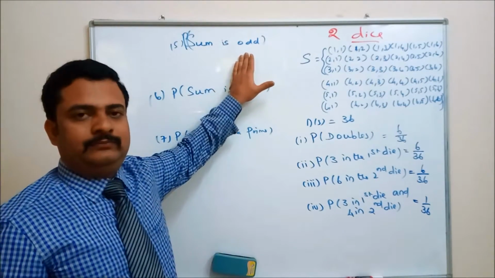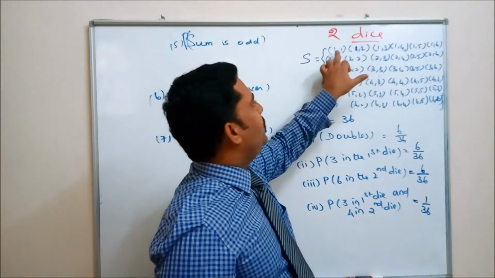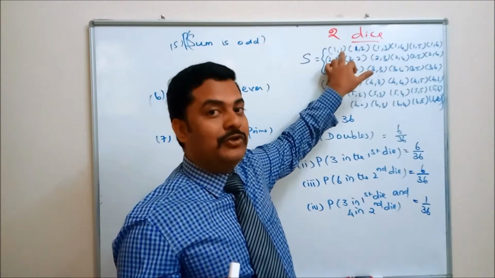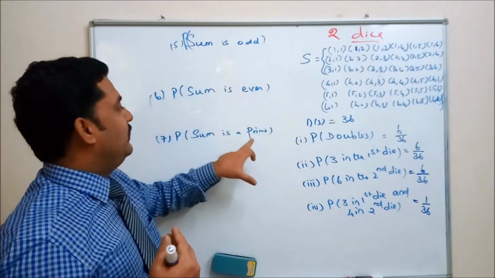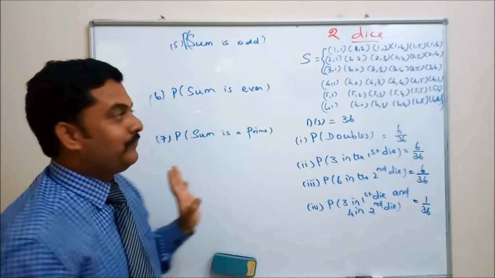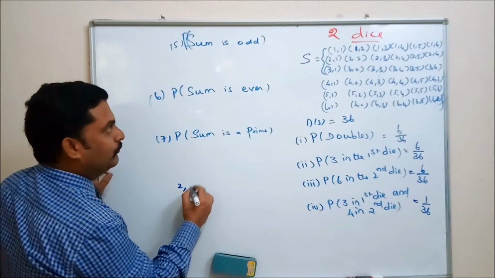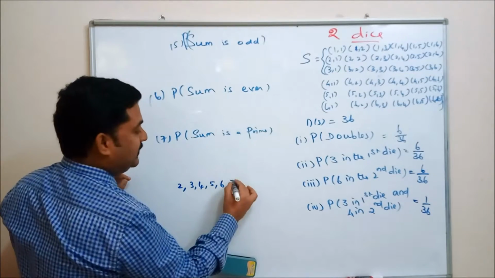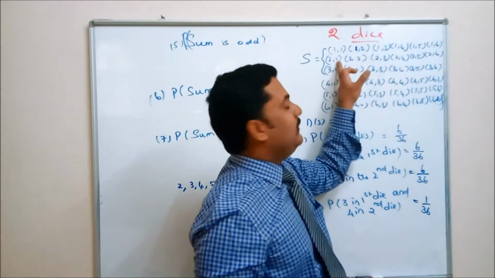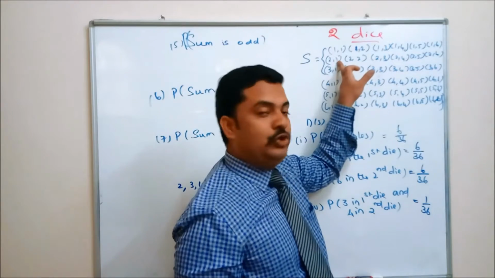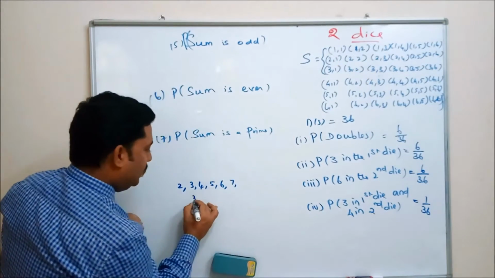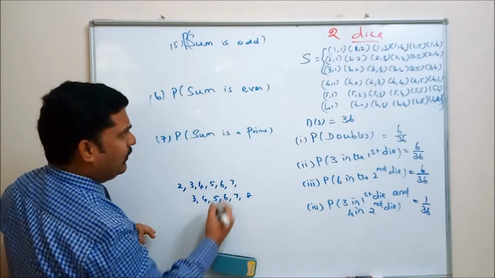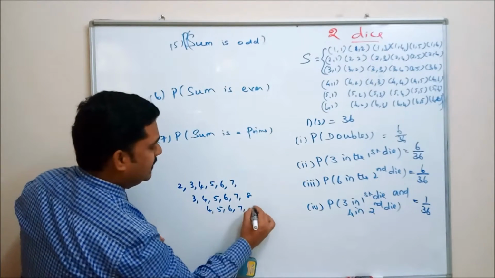The sum is odd. That means if you add these two numbers, the answer should be odd. Now, see the sequence of my questions: odd, even and prime. So better add all the numbers. 1 plus 1 is 2, 1 plus 2 is 3, 1 plus 3 is 4, 5, 6, 1 plus 6 is 7, like this. And I am going to do the same for the second. 2, 1, 3. So let me start from 3, 4, 5, 6, 7, 8. Go for the next: 4, 5, 6, 7, 8, 9.